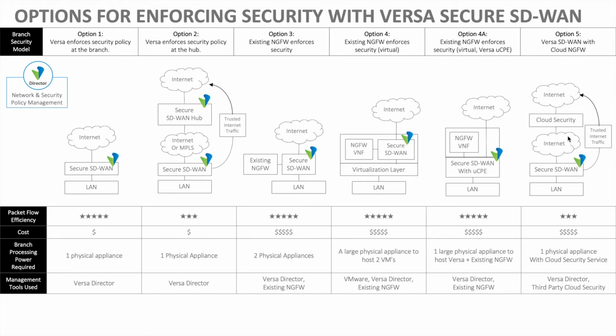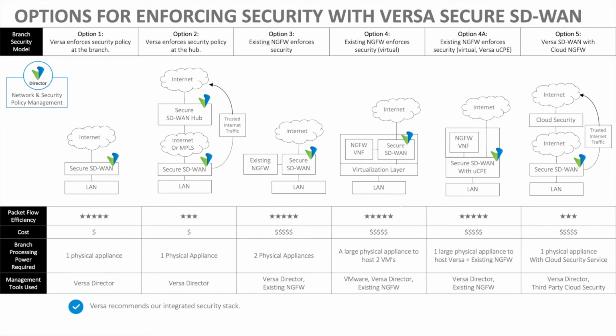And then lastly, looking at a cloud model. So this is looking at an existing cloud security solution like a Zscaler or Palo Alto Prisma or Symantec WSS. So we have a Versa node in the branch doing SD-WAN functions. We then send certain trusted traffic like Office 365 and Salesforce directly to the destination, bypassing cloud security. But then any untrusted traffic is sent to the cloud security solution for policy enforcement.